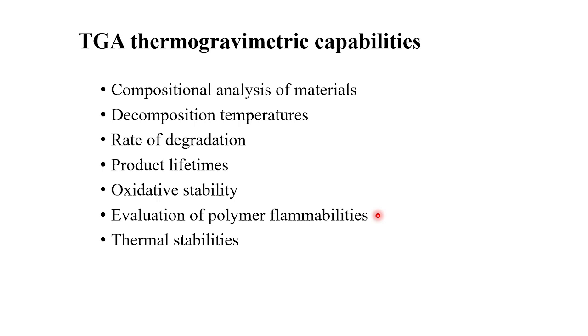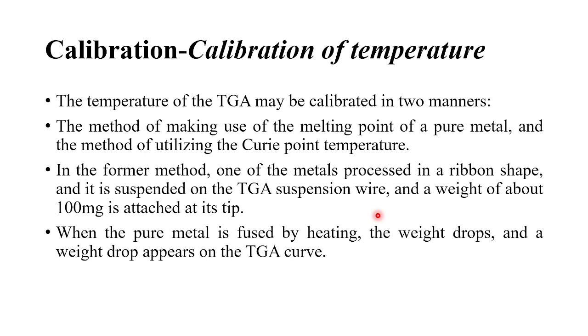Now, what are the TGA thermal analysis capabilities? Composition analysis, decomposition temperature, and also you can check the rate of degradation, and the estimated lifetime of a product by doing the TGA at a faster heating rate. Also oxidative stability, evaluation of polymer flammability, and thermal stability.